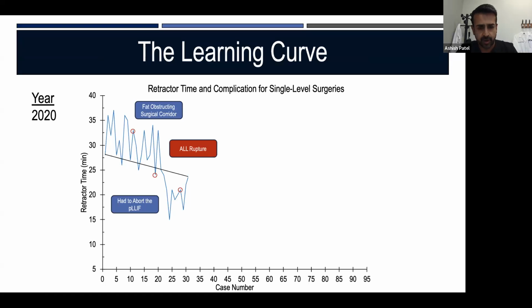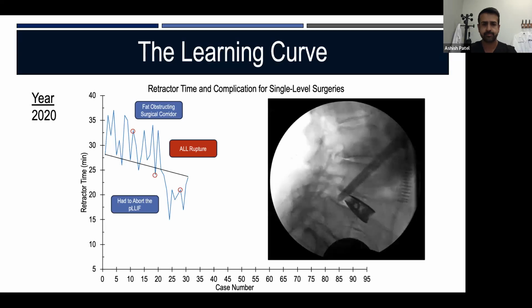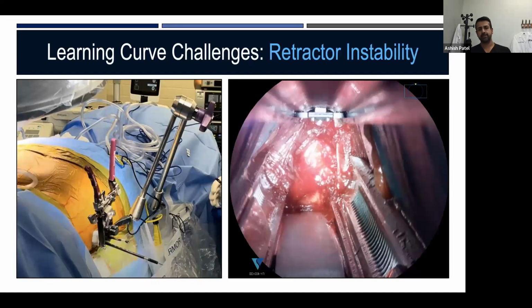And so, following along the journey of our learning curve, there were times in which we had inadvertent ALL rupture. And there was an X-ray like this. That's not a good day, and you definitely can't keep it that way. So that can happen. And what we found, which is probably the most important piece about prone, is that retractor instability is a big problem, and the primary problem to address when solving for prone.